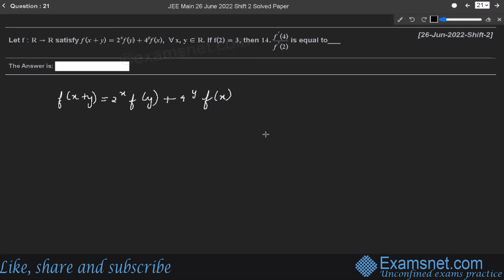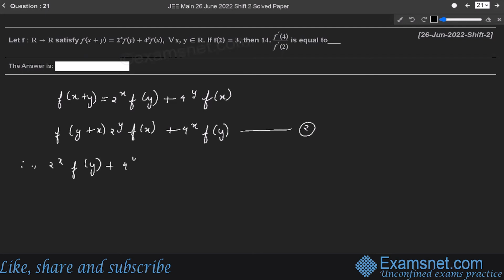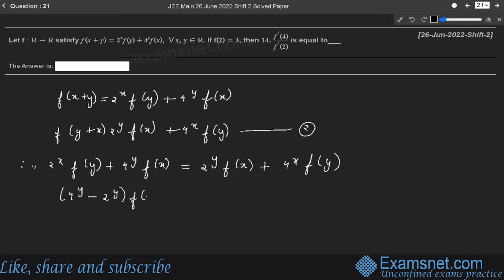The function is given here, so it can be written as f of y plus x is equal to 2 power y into f of x plus 4 power x into f of y. Let this be equation number 2. Therefore, 2 power x into f of y plus 4 power y into f of x is equal to 2 power y into f of x plus 4 power x into f of y. So (4 power y minus 2 power y) into f of x is equal to (4 power x minus 2 power x) into f of y.